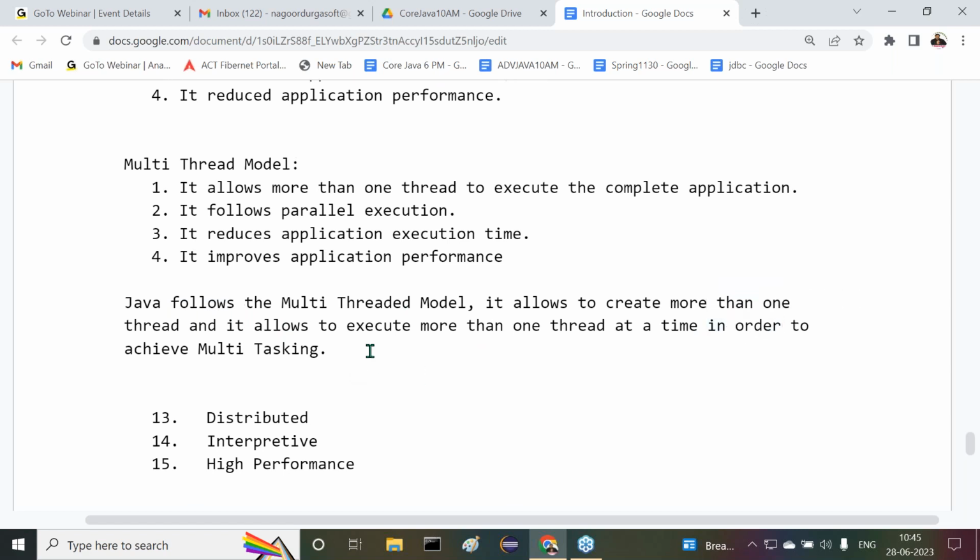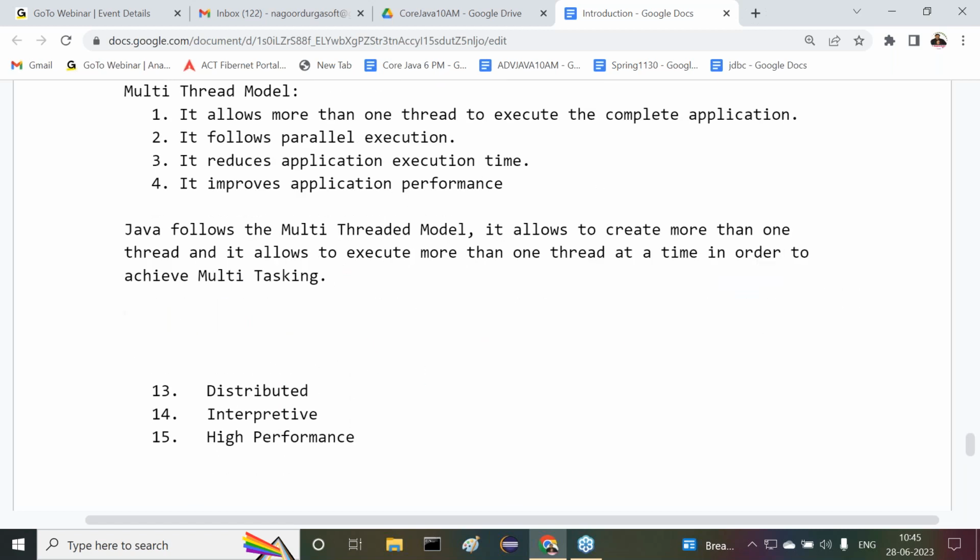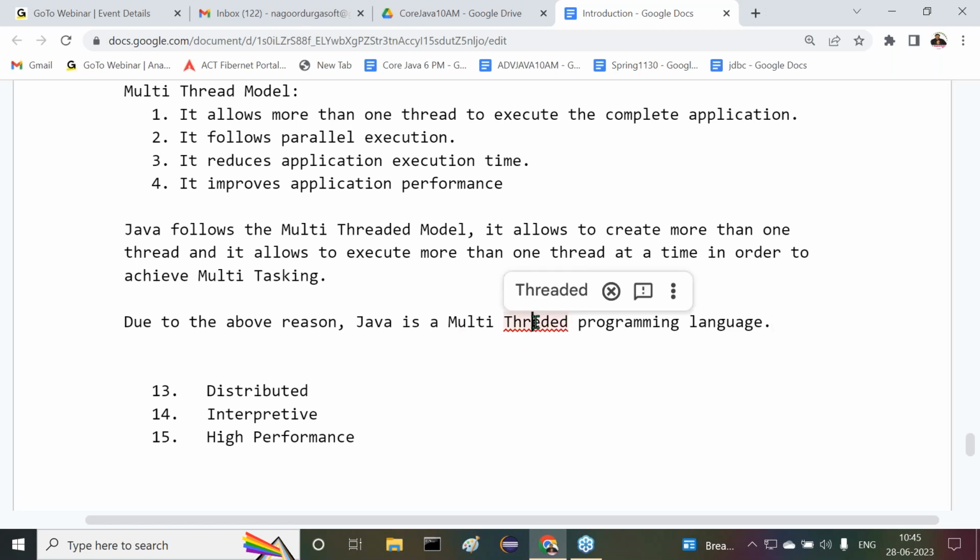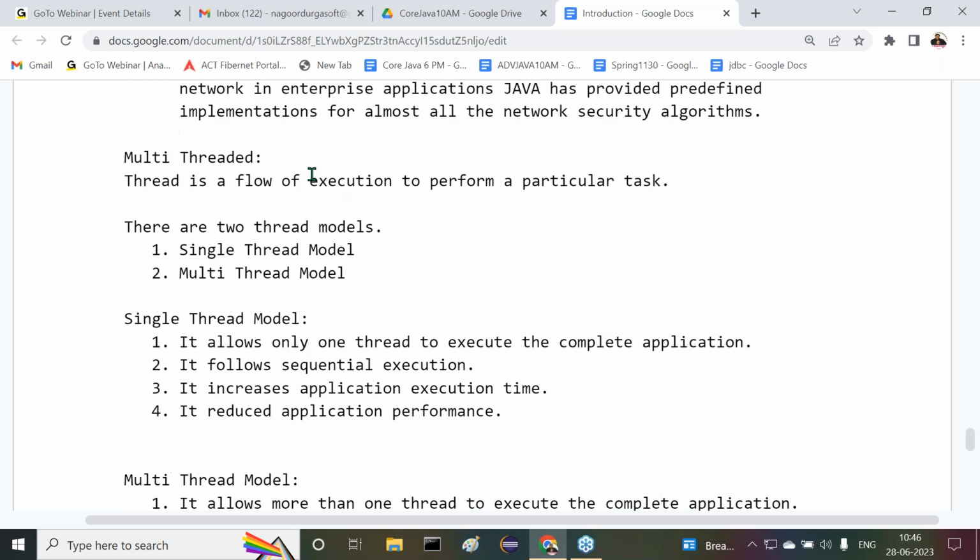All right, sir. Overall, due to the above reason, Java is a multi-threaded programming language. No specific reason for it. That's it. So the interviewer may ask you a question: is Java a multi-threaded programming language or not? When the interviewer asks this, first say yes. But how is it yes? Then explain this entire content.